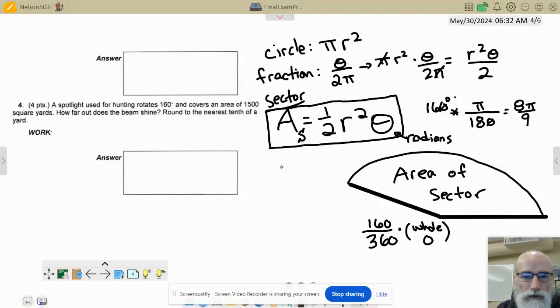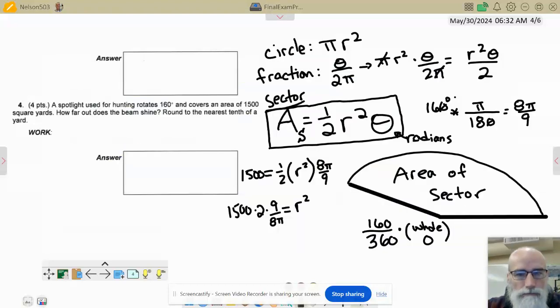And so I go 1/2, my radius is, area. Oh, see, they're telling us the area. So I'm going to put 1,500 on this side. And I forgot about that. I'm looking for what the radius is, right? What's my radius need to be to cover an area of 1,500? And then my angle is 8 pi ninths, right? So if I multiply both sides by 2 and I multiply both sides by 9 over 8 pi, I'd have r squared all by itself. So I got 1,500 times 2 times 9 over 8 pi. And then, of course, I'm going to take the square root of all that stuff.